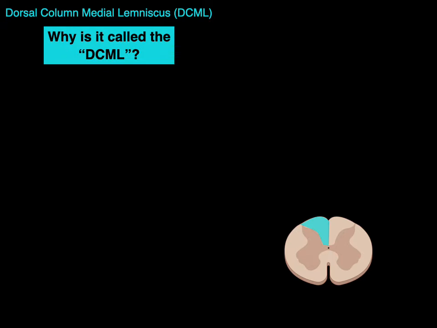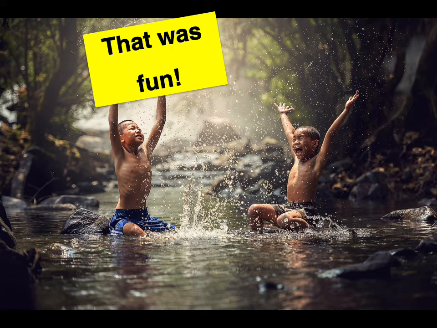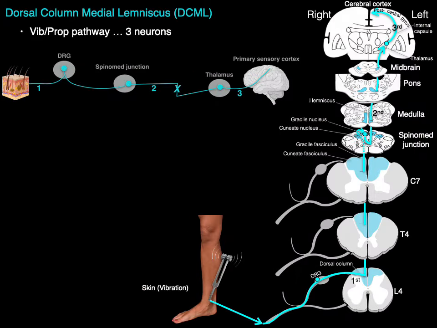Now, why is it called the dorsal column medial lemniscus? Well, that's the dorsal column of the spinal cord, and the medial lemniscus is Greek for ribbon, because in the brainstem, the ascending neurons altogether spiral like a ribbon. It's quite pretty, actually, like that. Now, that was fun. Let's do it again, except with more detail.